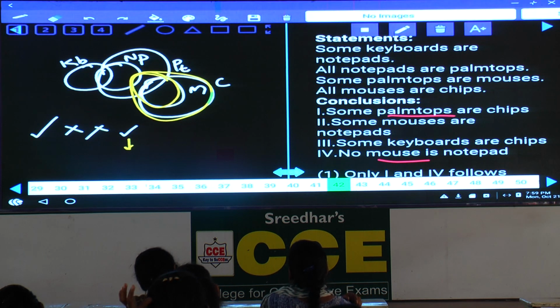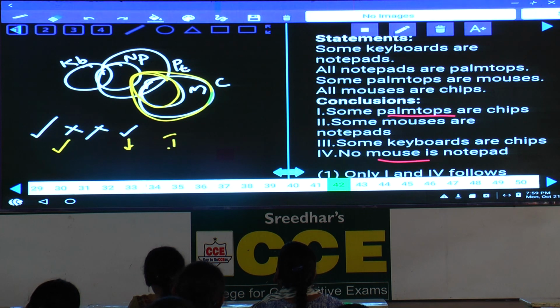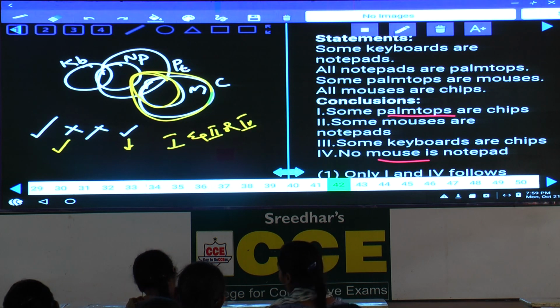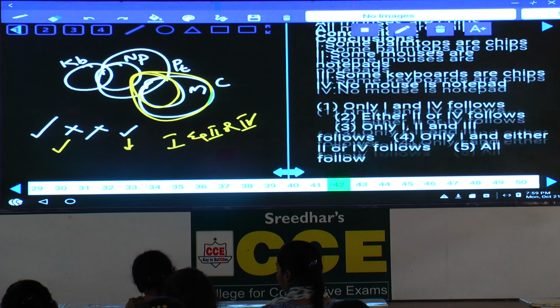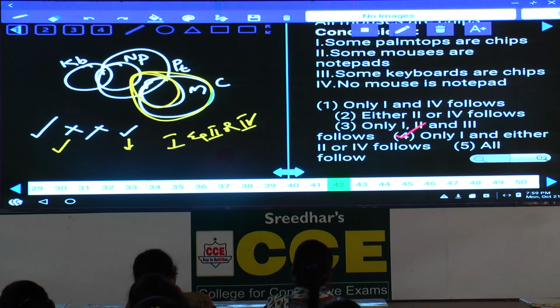Then first one, some palm tops are chips. True, isn't it? Now that is anyhow true. Second one, some mouses are notepad. Now some mouses are notepads has become true. And third one, some keyboards are chips, that is again false. Hence what is your answer? 1 is definitely true. Now between 2 or 4, 1 must be true. Hence 1 and either 2 or 4, choice 4. Choice 4 is the answer for 42.